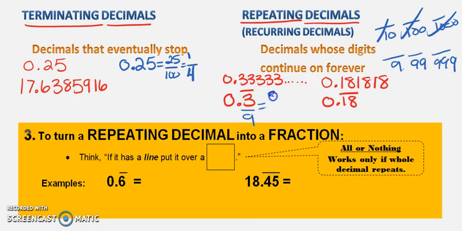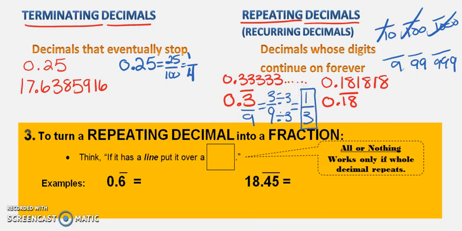That gives us 3/9. Now wait a second. Can't 3 go into 9? Let's go ahead and simplify this. Let's divide 3 divided by 3 and 9 divided by 3. 3 divided by 3 is 1, and 9 divided by 3 is 3. So therefore, the decimal 0.3 repeating is equal to 1/3.